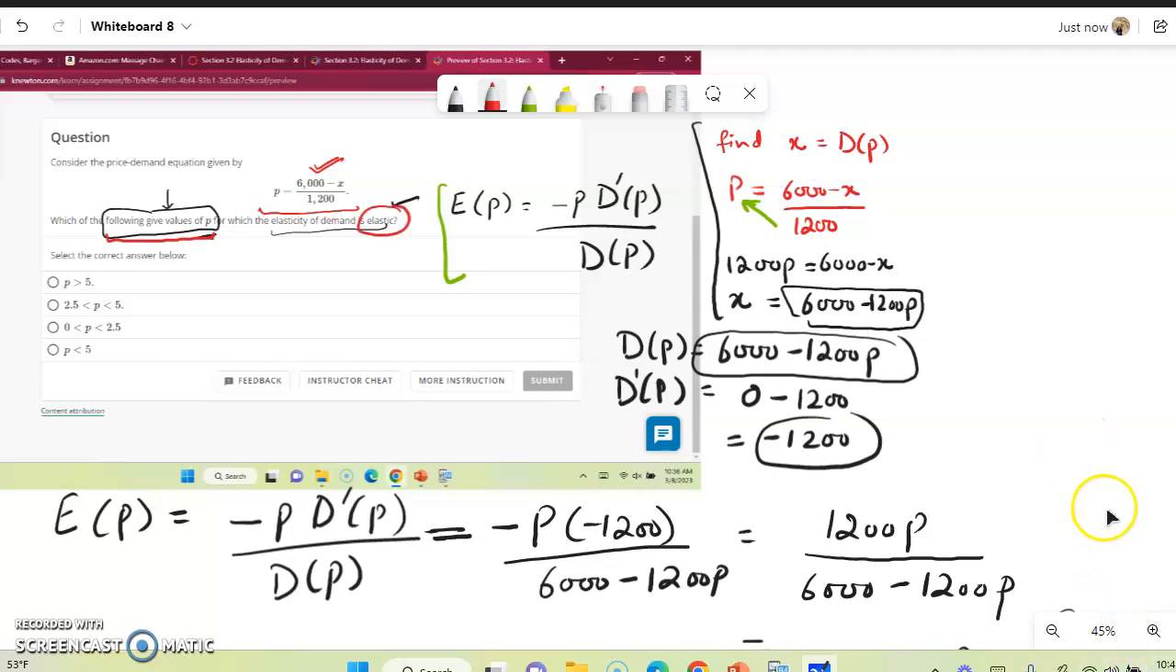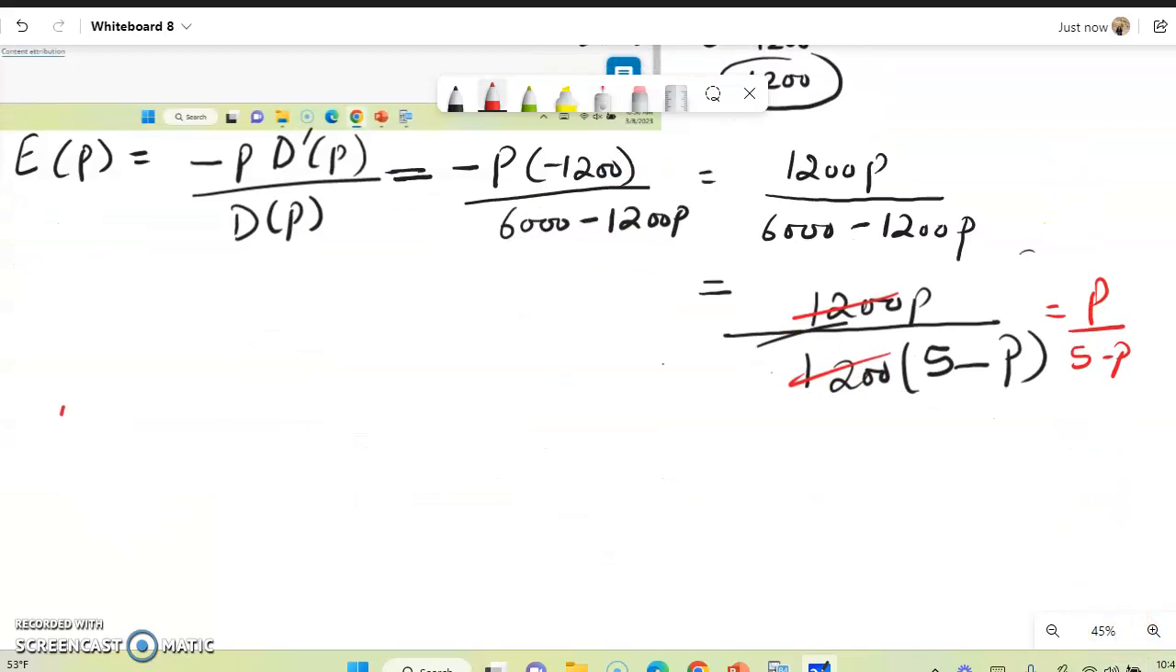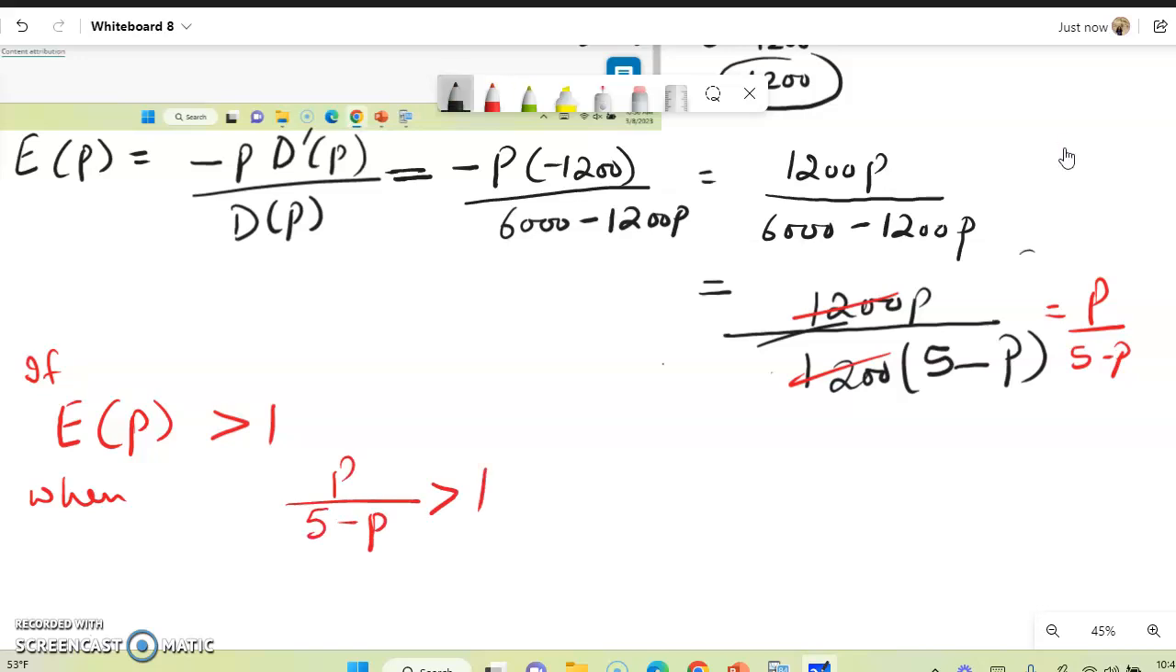So we learned in class, when is elasticity elastic? If E of P is more than 1. So we need to find when elasticity is more than 1. That means P divided by 5 minus P is more than 1. That is our question now. To find the P values for which this expression is more than 1. Now, this brings us to the first section of the course where we solved inequalities, but there the right hand side was 0. Here it's 1. So I'm going to bring 1 to the left side by subtracting, so I can make the right hand side 0.